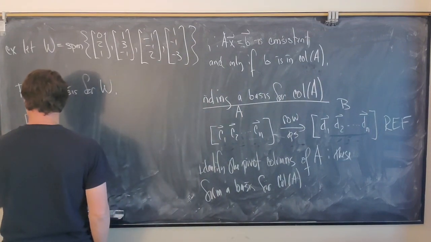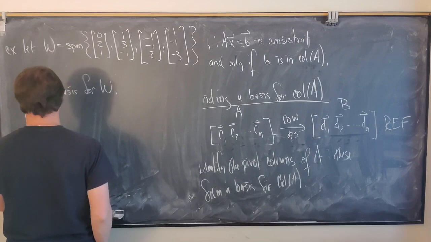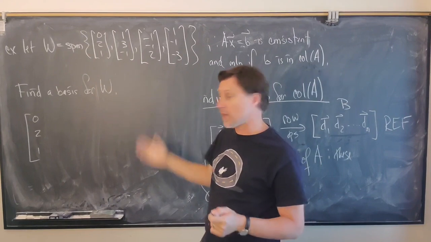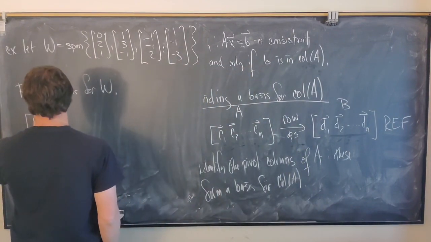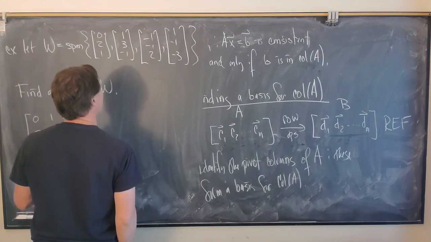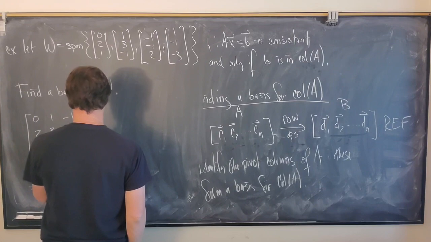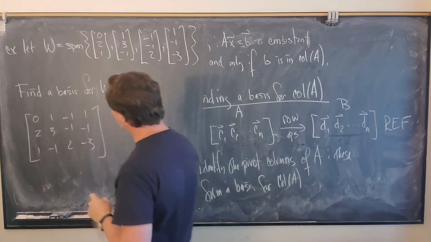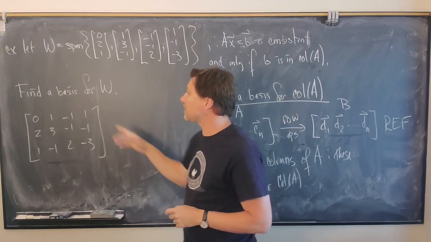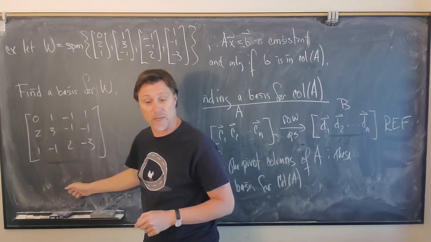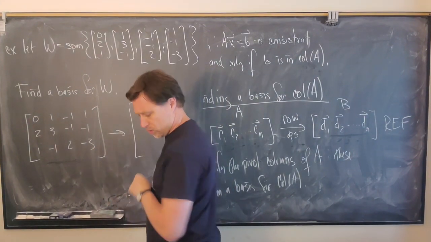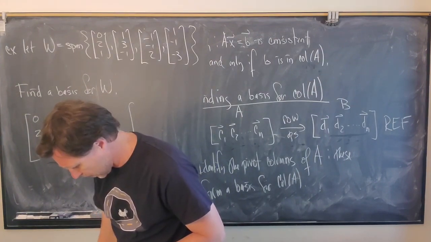Well, I'm going to set up a matrix. And so I can think of these vectors right here as the columns of a matrix. So 0, 2, 1, 1, 3, minus 1, minus 1, minus 1, 2, and 1, minus 1, minus 3. Okay, so if I can find a basis for the column space of this matrix, then I have found a basis for W, because W is the column space of this matrix. So you do some row operations, and I won't make you go through them. I worked it out, got it in row echelon form, and it looks like this.